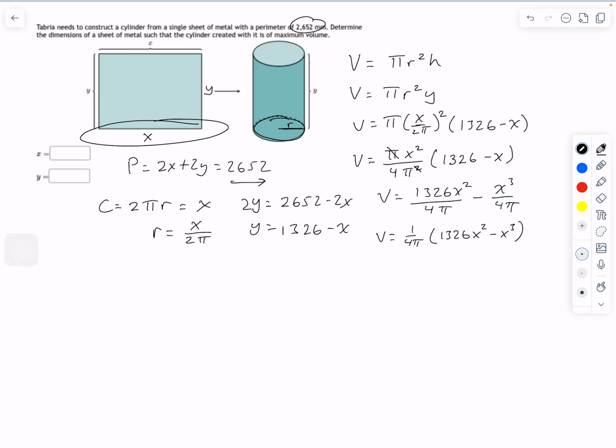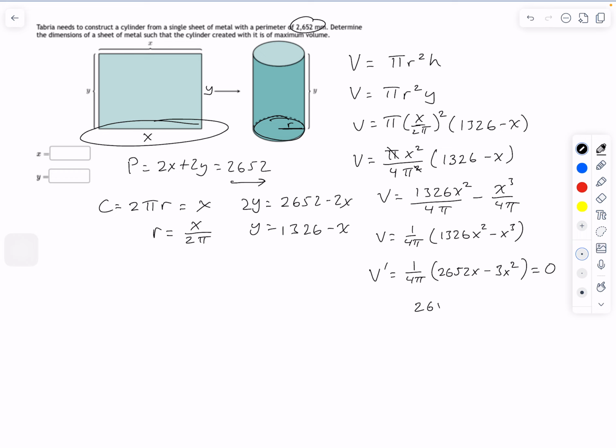Okay, let's take the derivative of this. Since we have a constant multiple of 1 over 4 pi, we'll leave that alone. And then let's take the derivative inside. The 2 comes down, power rule. And that'll be 2652 x minus 3x squared. We're going to make this equal to 0, looking for the critical points. So pretty much this has to go to 0, that's just a constant.